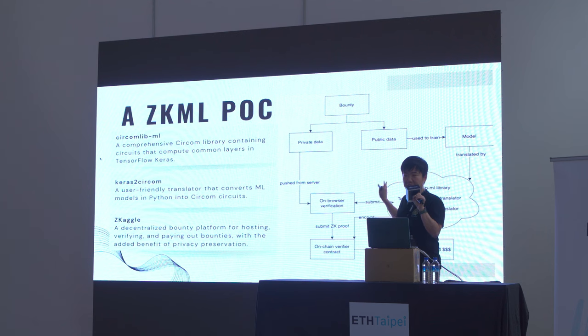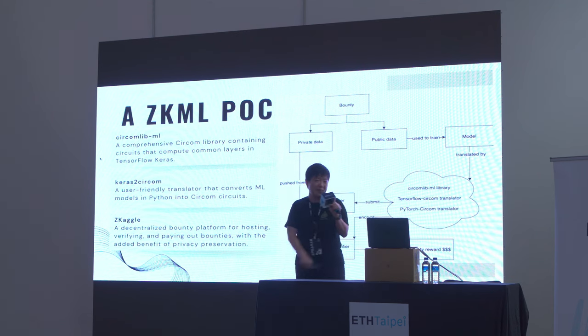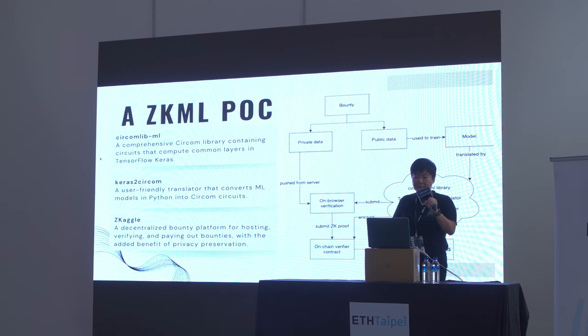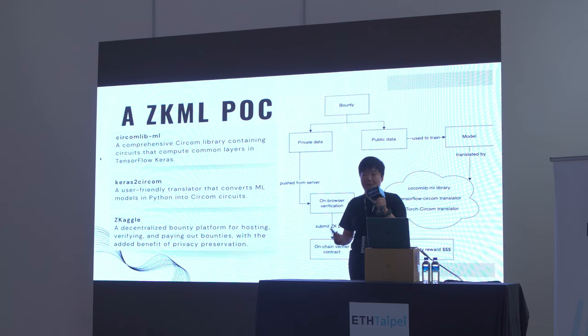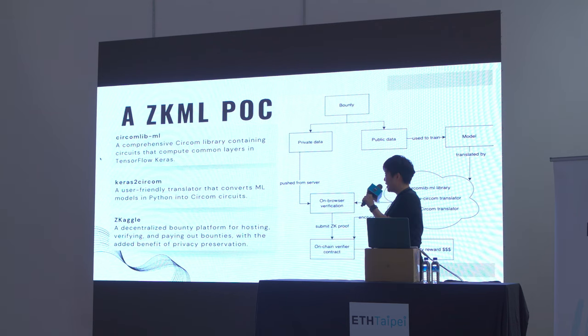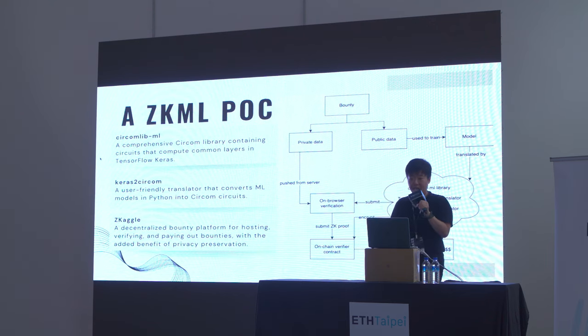The diagram is just here for showing. Don't worry about it. The main point is on the left-hand side here. What does it take to build a decentralized Kaggle? First of all, you need some kind of ZK library for machine learning. That was the first step. I primarily use the language Circom, so I have circomlib-ml, a Circom library for all the machine learning layers.